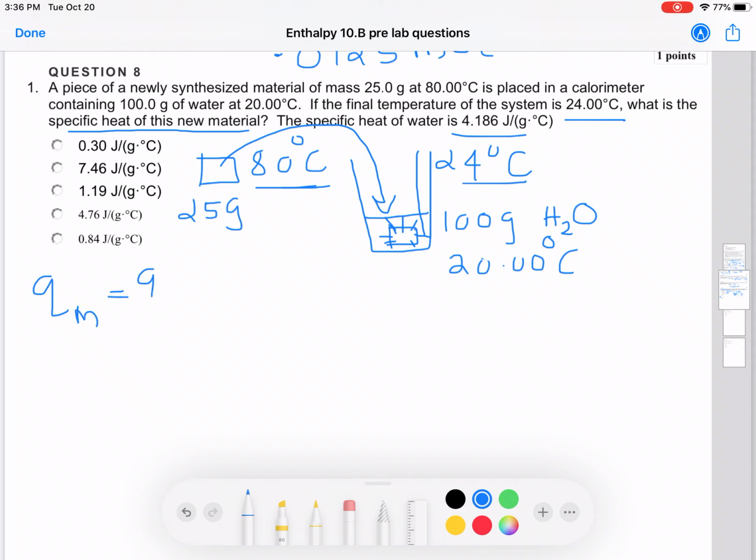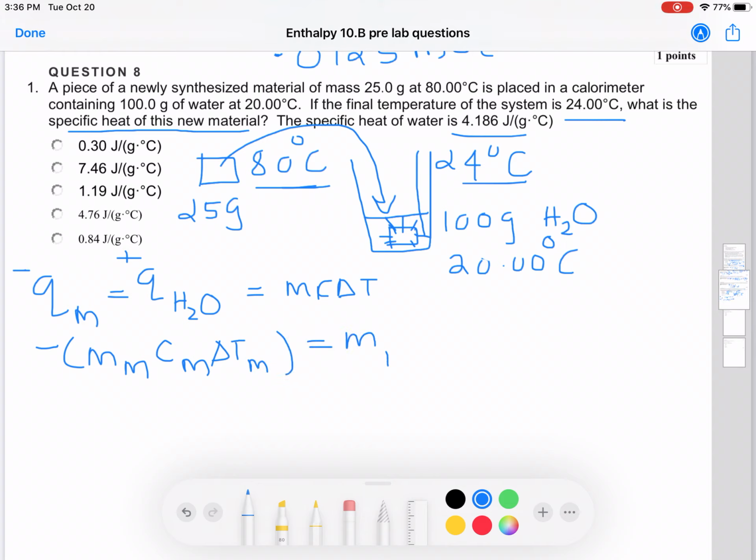Q metal equals Q water. It's going to be positive for the water, negative for the metal, because the metal is losing heat. And basically we know Q equals mc delta T. So we can now find out the specific heat for the metal. For this side, negative mass of the metal, C of the metal, delta T for the metal equals mass of the water, specific heat of the water, and delta T for the water.